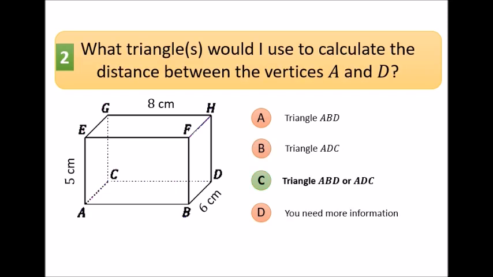What triangles would I use to calculate the distance between A and D? Well, A and D is this line here, so I could use the base. I could use ACD or ADC. Or I could use ABD. It really doesn't matter which one of those I use, because both of them have the length AD as the hypotenuse of a right-angled triangle. So you don't need any more information than that, because the length AB is the same as the length GH, and the length AC is the same as the length BD. So you've got the dimensions for either one of those triangles.